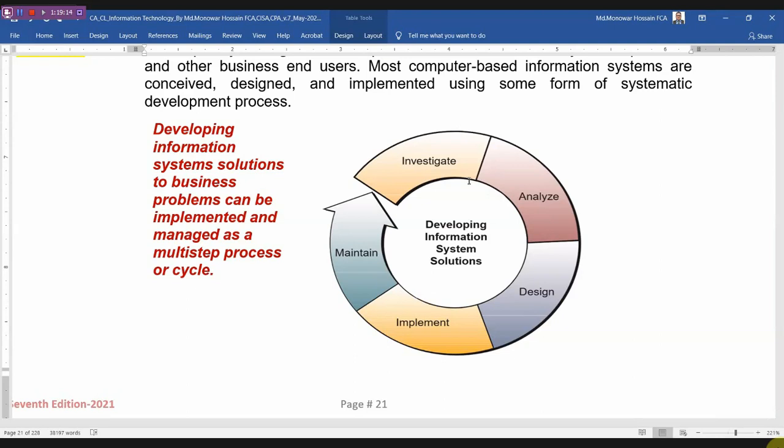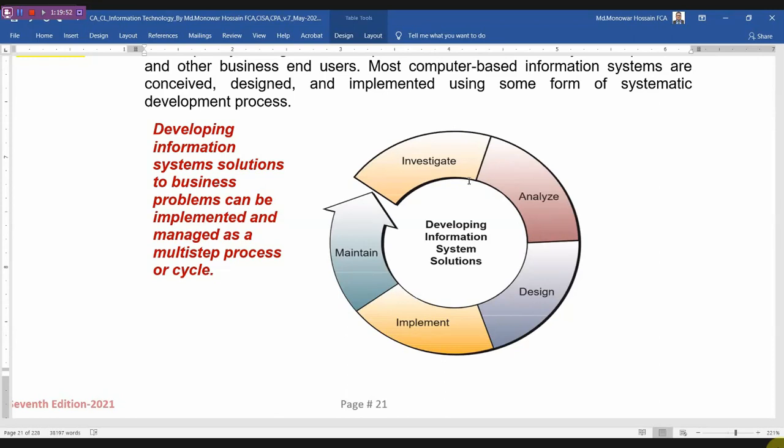After analyzing, we take the decision on which to design. After designing, it can be implemented within the organization. After implementing, it should be monitored. Without monitoring, the system cannot run within the organization, because the system should be monitored, any interruption that comes should be solved, and any new update version that comes should be updated. So this is the development of an information system solution within the business.